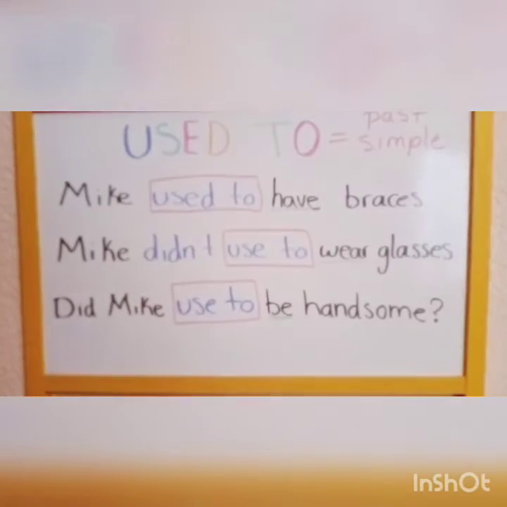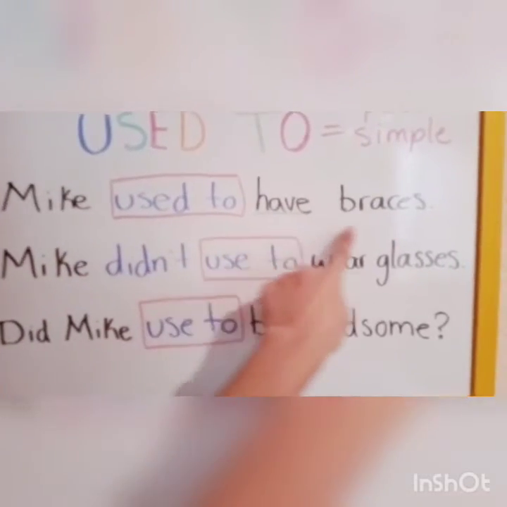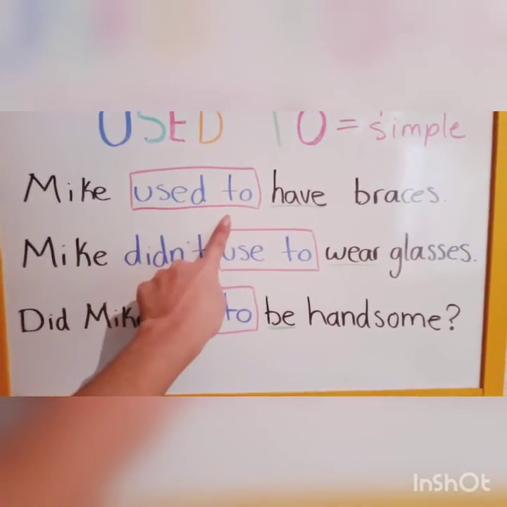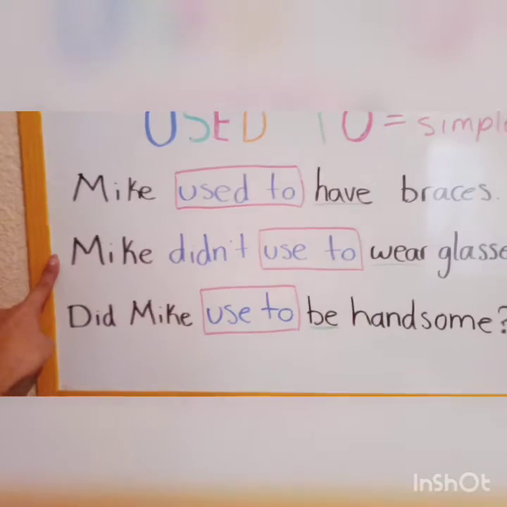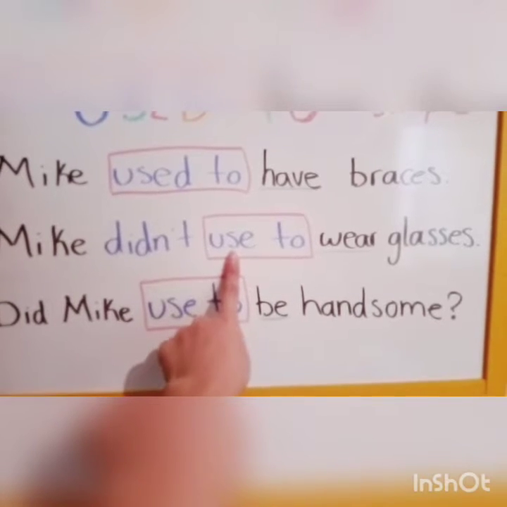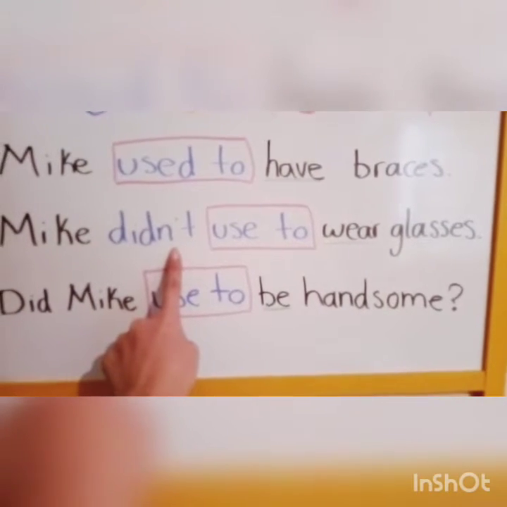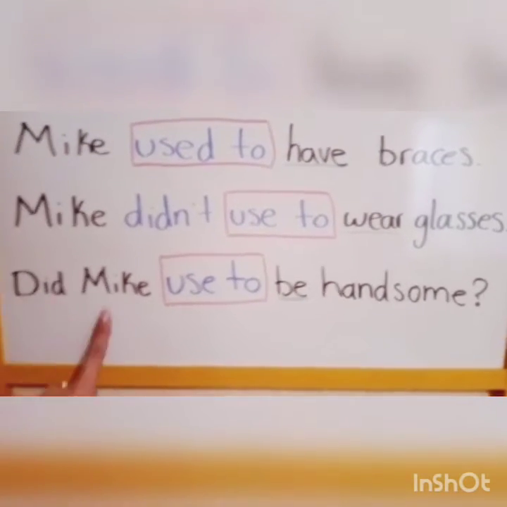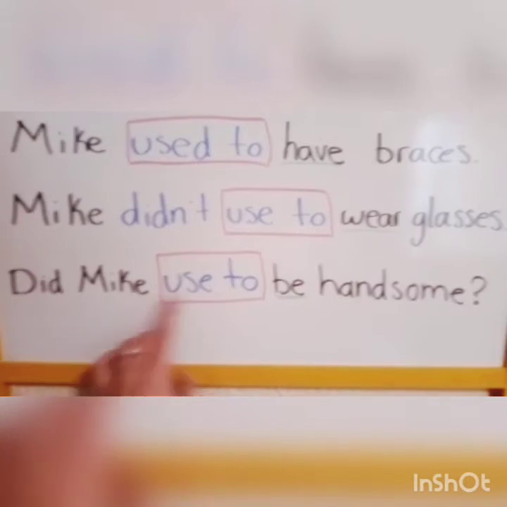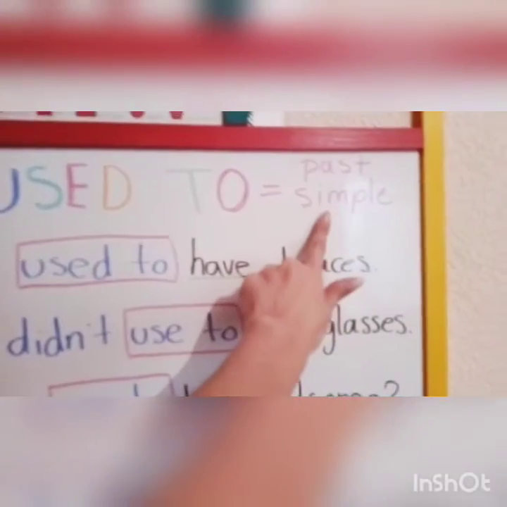Whenever I'm going to use it in a positive form, for example, Mike used to have braces, I'm going to put it in past: used to. If I do it in negative, for example, Mike didn't used to wear glasses, then pay attention to my verb, used to. I do not put the D, okay, because I have my auxiliary right here. And in a question form, did Mike used to be handsome? It's also the same. I do not put my D. Why? Because I have my auxiliary right here. So we can say that it is the same rule as in past simple.